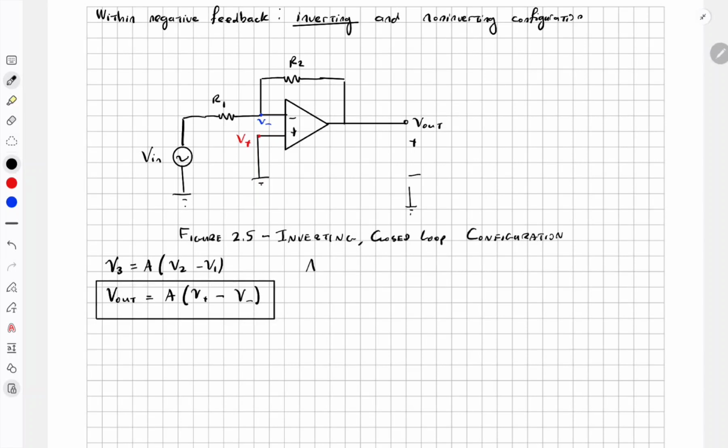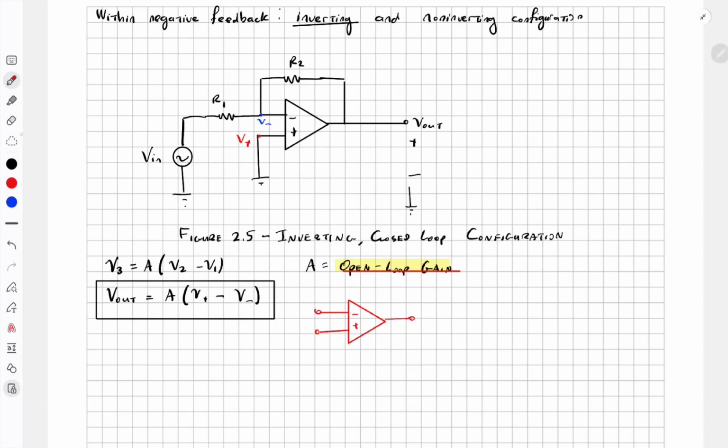But now you understand why A is called the open loop gain. When the op amp is by itself like this, there's no feedback, so the gain here would be A. A is the open loop gain. There's no feedback. When it's by itself, it's this equation. Now you know why it's called open loop gain.